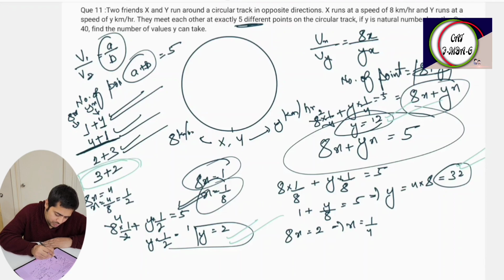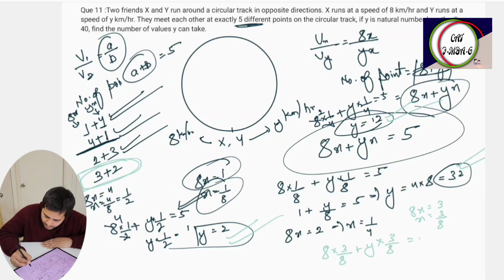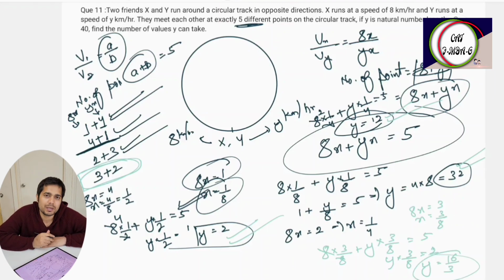Now we are trying the solution 3 plus 2. So 8x is equal to 3, x is equal to 3 by 8. So 8 into 3 by 8 plus y into 3 by 8 is equal to 5. So y into 3 by 8 is equal to 2. So y is equal to 16 by 3. But this is not a natural number. It is less than 40, but it is not a natural number. Natural numbers are 1, 2, 3, 4 like this. So definitely this is not the right answer.